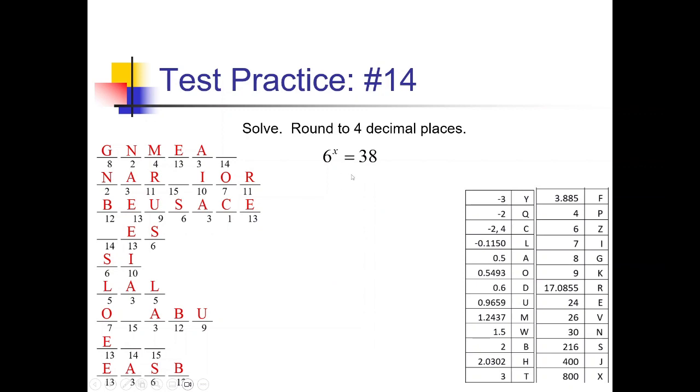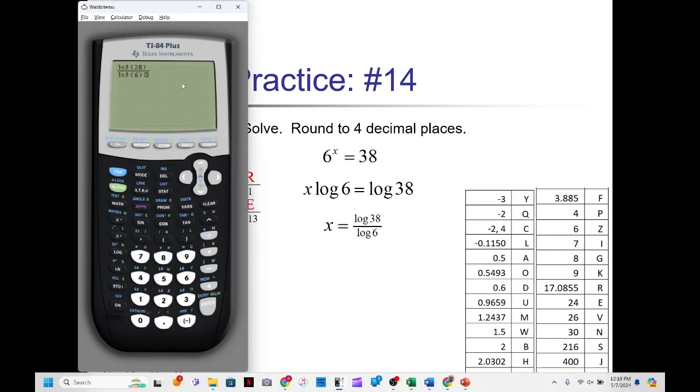For this one, immediately I can just take the log of both sides to pop that x out of exponent land. So we have x log 6 equals log of 38. And then just divide both sides by log of 6 and use the calculator. So on my calculator, that comes out to about 2.0302.